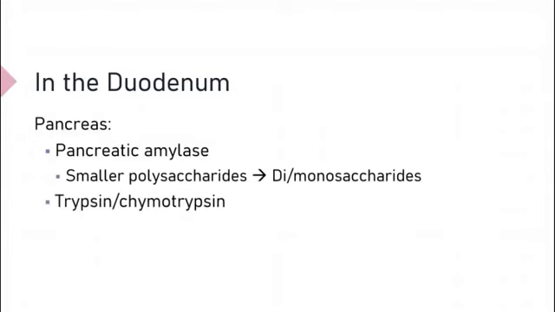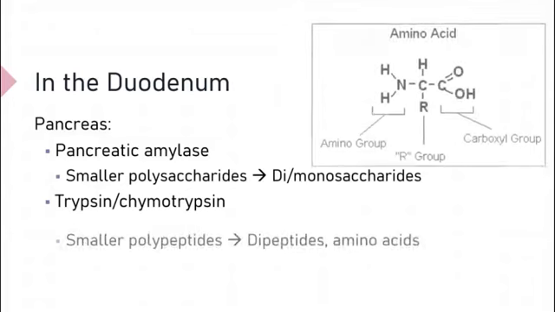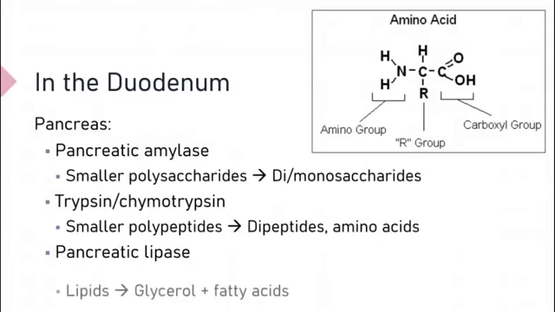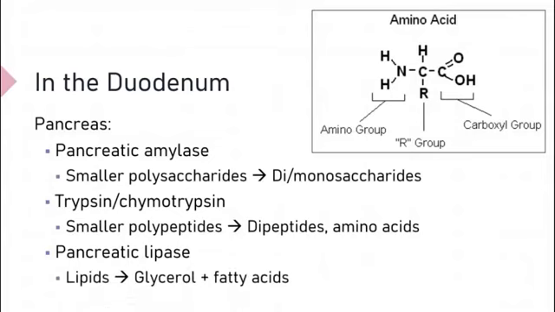Next, we have trypsin and chymotrypsin. These are proteases that act on smaller polypeptides to break them into dipeptides and amino acids. Lastly, the lipase produced by the pancreas is simply called pancreatic lipase. And like all other lipases we covered so far, it breaks down lipids into glycerol and fatty acid molecules.